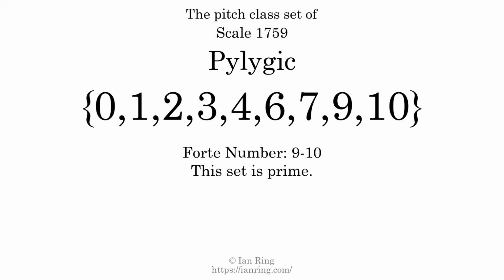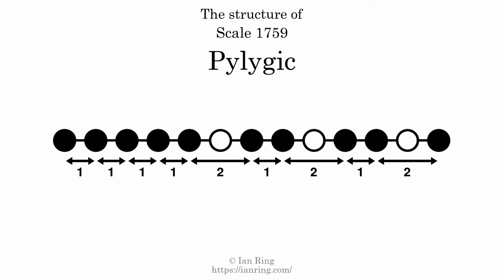This set is prime. The structure of a scale is a description of the interval distance between each successive tone. This scale has a structure of 1 1 1 1 2 1 2 1 2.